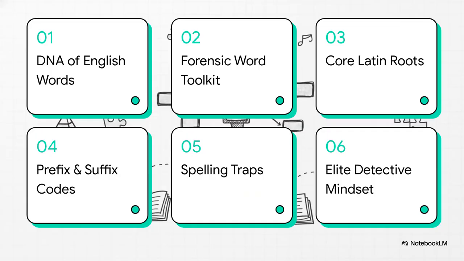All right, here's our mission briefing for today. First, the DNA of English words. Then, the forensic word toolkit. After that, investigating core Latin roots. Fourth, prefix and suffix codes. Then we hit the crime scene with some spelling traps. And finally, the elite detective mindset. Let's get right into it.